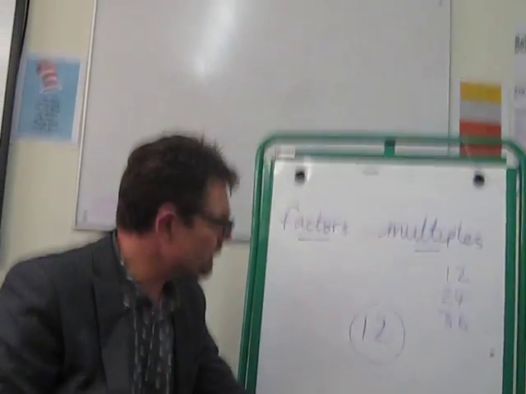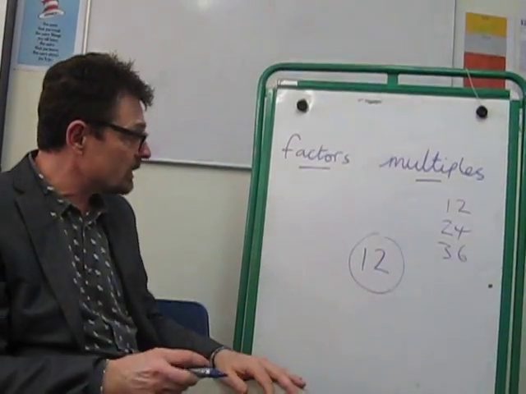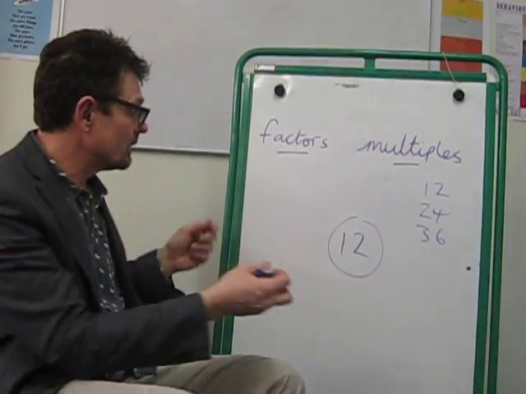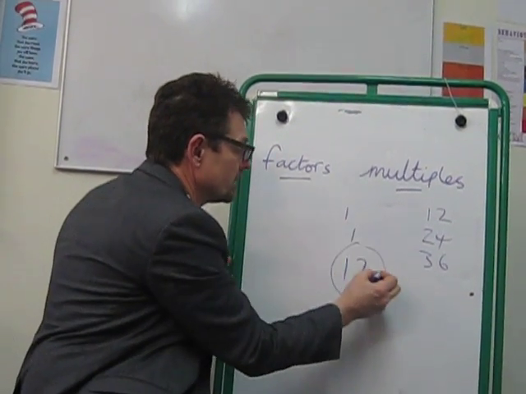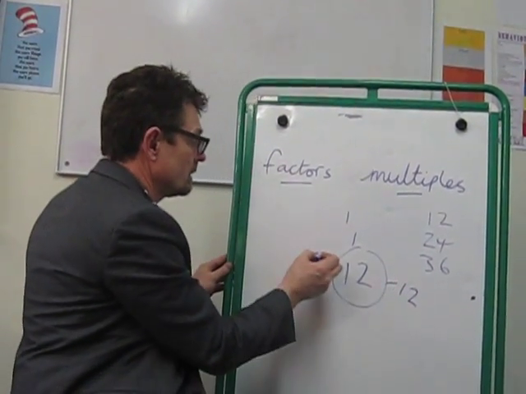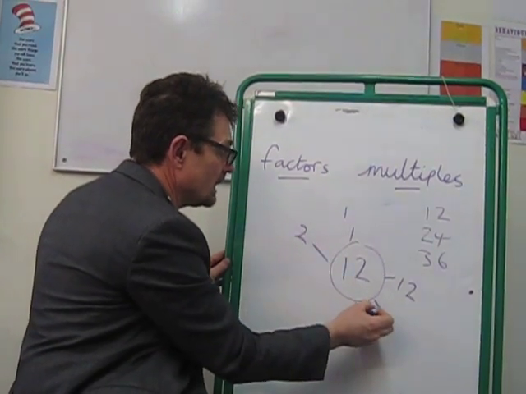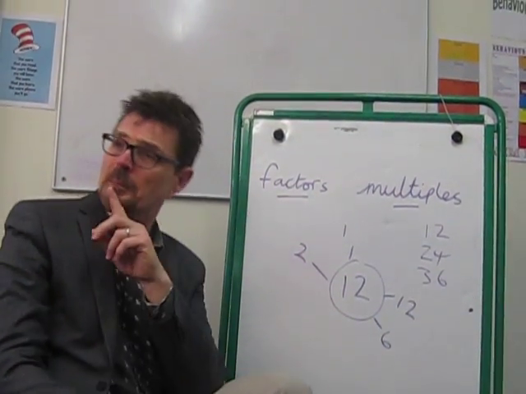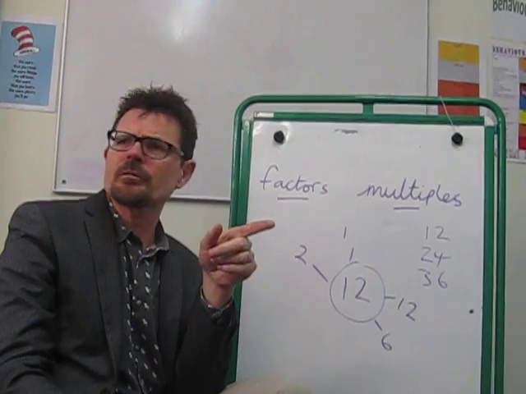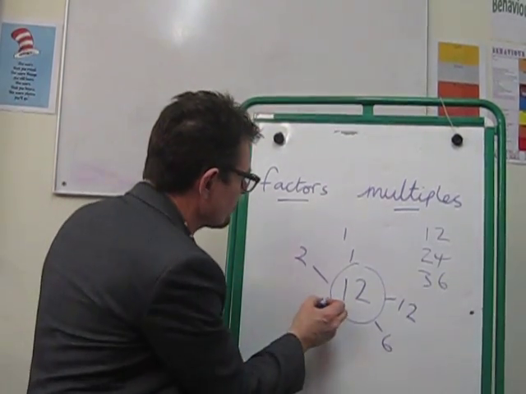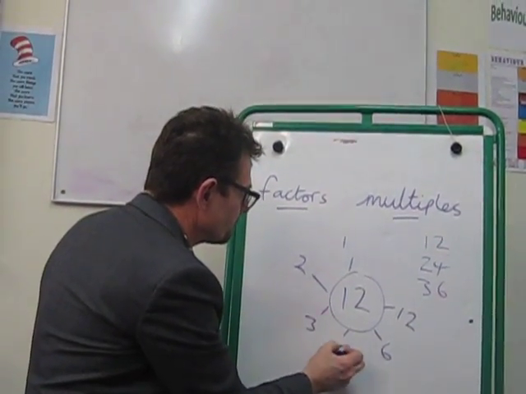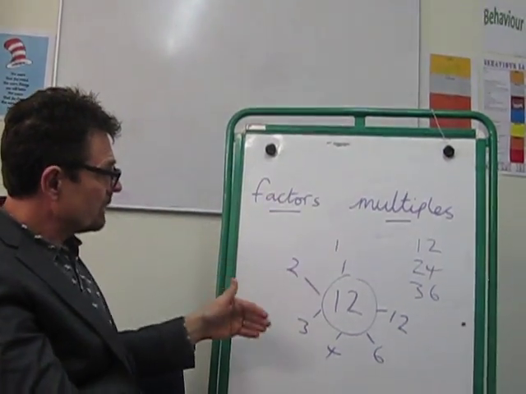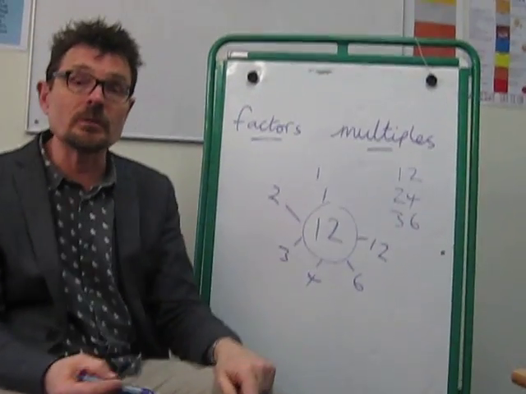But in terms of factors, we've got to find 2 numbers that, when multiplied together, equal 12. Give me a couple of numbers. 1 and 12, brilliant. Are there any others? 2 and 6, brilliant. Are there any others? Yes. How about 3 and 4? Brilliant, 3 and 4. So you can see that 12 has 6 factors altogether, so 12 is definitely not a prime number.